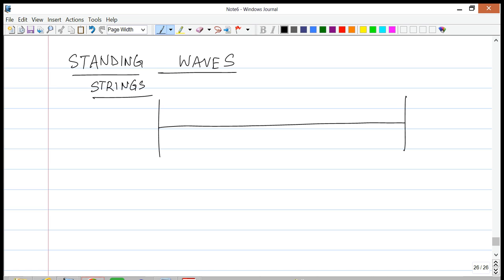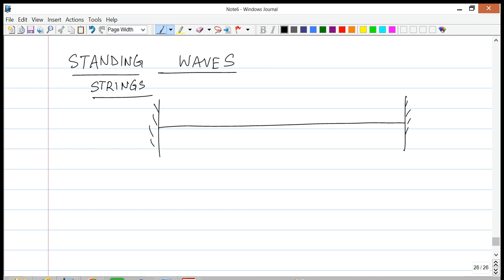Okay, we're now ready to learn standing waves. Standing waves are formed due to the combination or superposition of waves moving in one direction and then superposing or combining with the reflected wave. So in this case, let's say that we have a string that is attached at two ends.